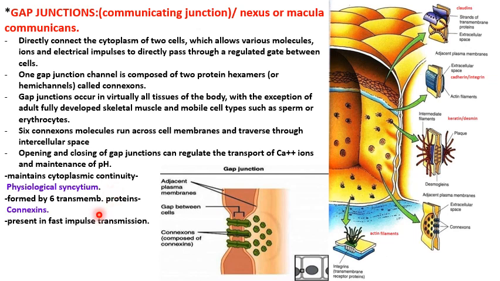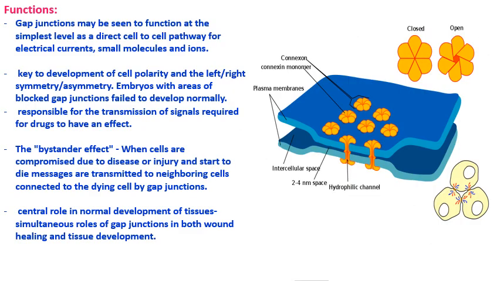And they are formed, as we said, by six transmembrane proteins, which are called connexins. And these are present for fast transmission of impulse. As they are the most common junctional complex, which is present almost in all cell types, functions of this are important. So the gap junctions may be seen to function at the simplest level as direct cell-to-cell connections to transport the electric stimuli, the small molecules, the ions and everything.